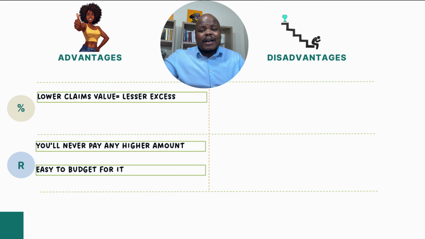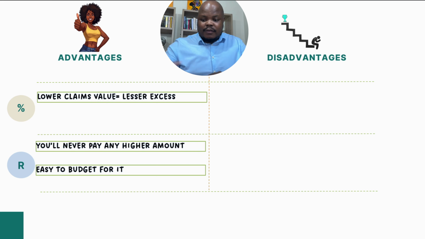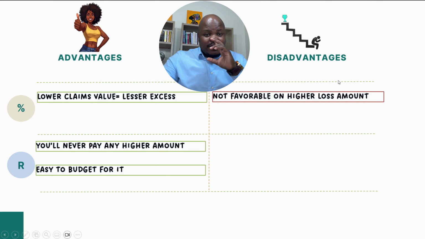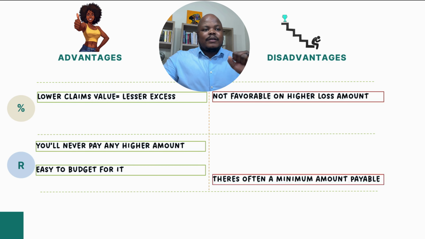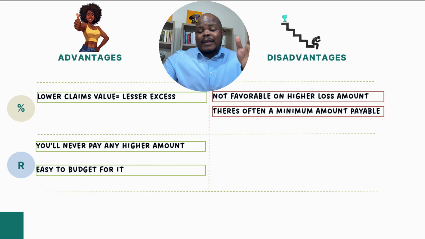Whereas when it comes to the percentage excess, you cannot necessarily budget for that because you first need to adhere to what the insurer is saying insofar as the assessment, and only once they say your loss is equivalent to this amount can you detect how much is going to be due for excess. The disadvantage of the percentage is that it's not favorable for higher loss. It's straightforward. The higher the loss, the higher the value, and also there is often a minimum that is payable.